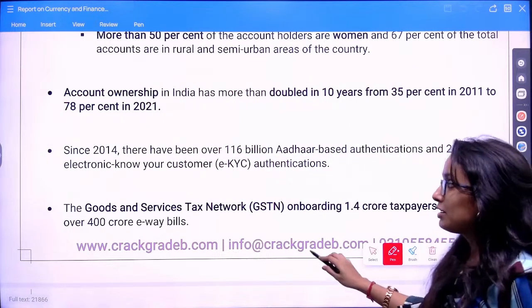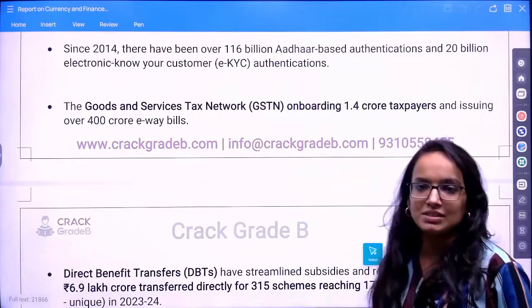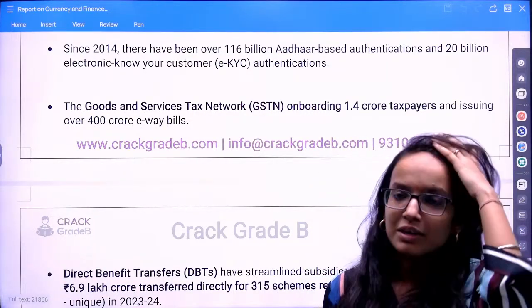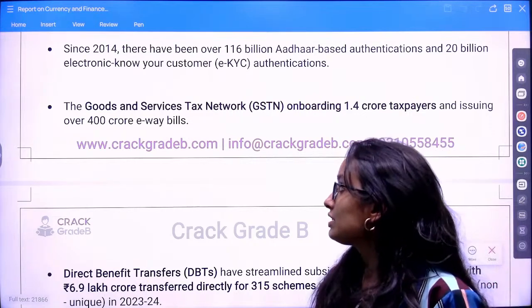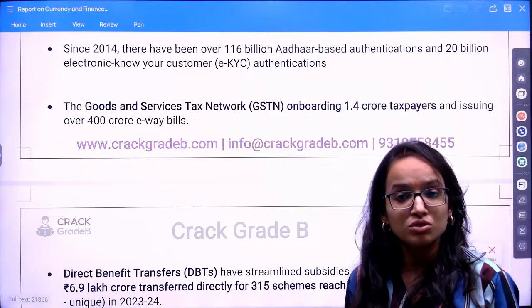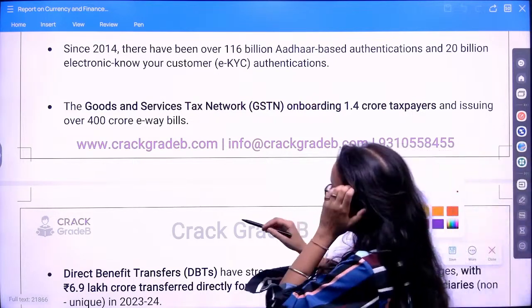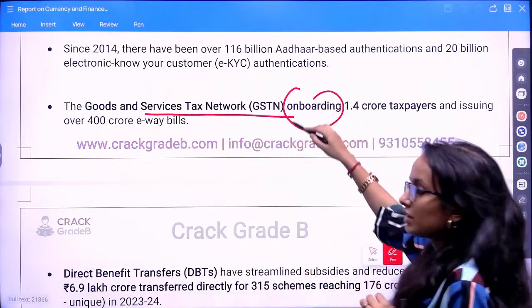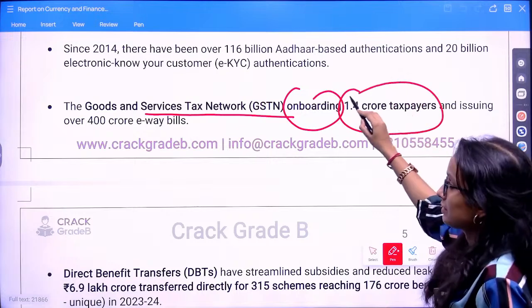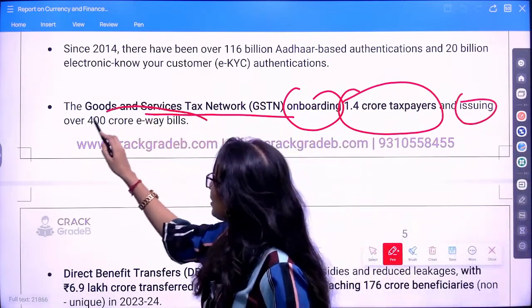Now, also talking about the digital public infrastructure, we cannot leave out the GSTN. GSTN, as you all know, was developed primarily by your Infosys, right? The GSTN, the Goods and Services Tax Network, which provides all your online services related to GST, has very interesting data here, which you should remember. GSTN onboarding: 1.4 crore taxpayers, and issuing over 400 crore e-way bills.